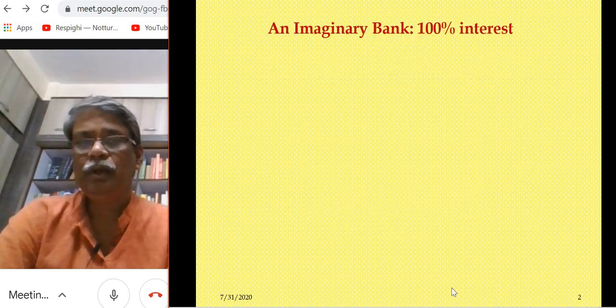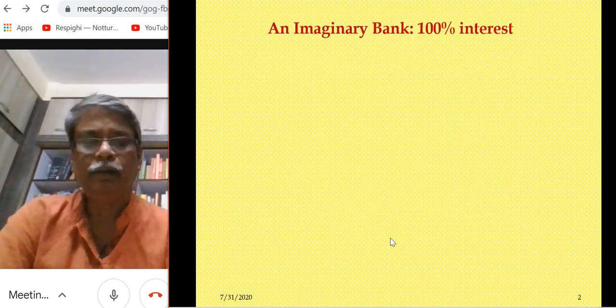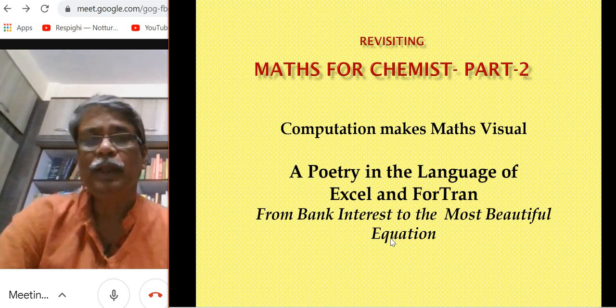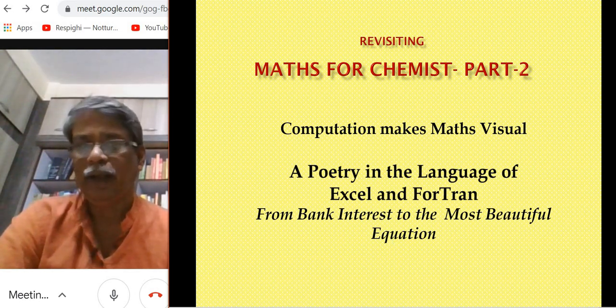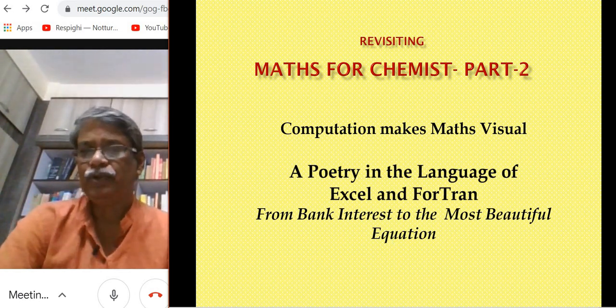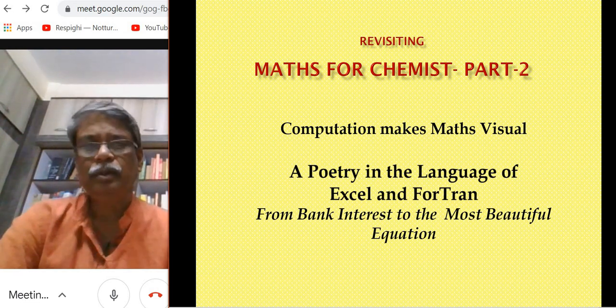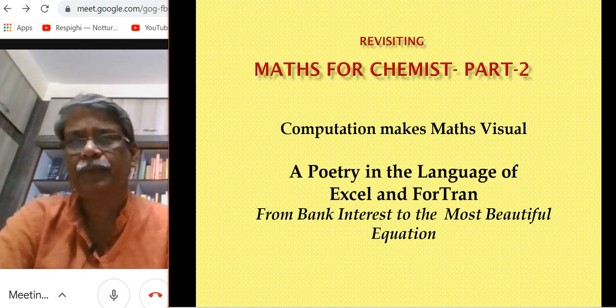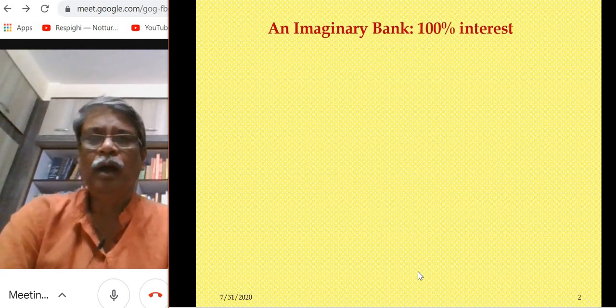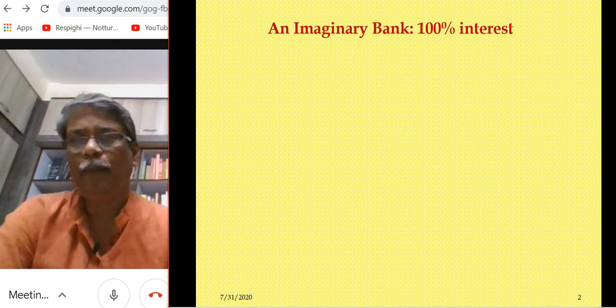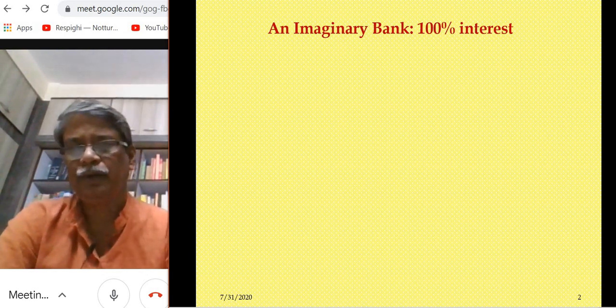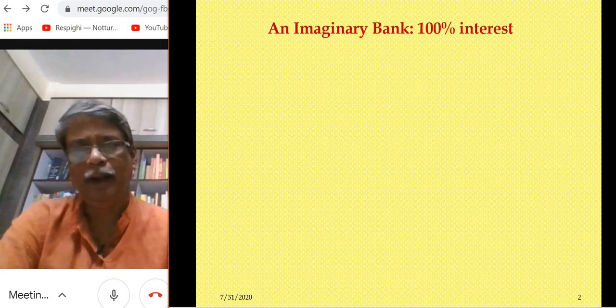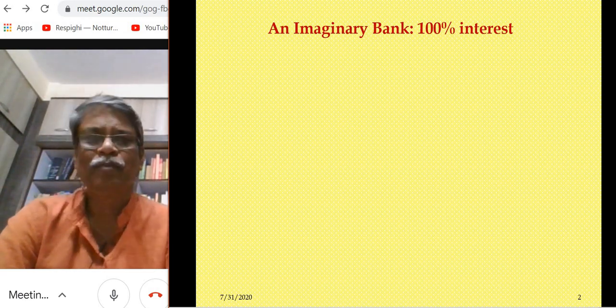A poetry in the language of Excel and Fortran. So I will be touching the maths as such with a little bit of Excel and Fortran to explore some of the aspects of maths, right? A poetry. So let me start with a bank, of course an imaginary bank which gives you 100% interest rate.